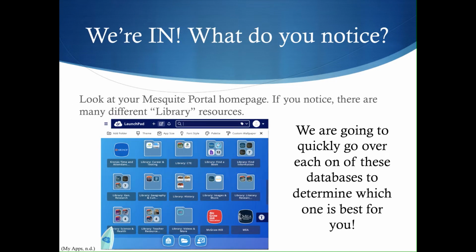So we're in. First of all, what do you notice? If you look on the webpage, you should be able to notice tons of different icons and pictures of different resources that the library offers to you. A lot of these are apps that we use in class, but if you scroll down, you should see a section that looks like a bunch of blue folders. And in the front of it, it says Library Resources. We're going to go through pretty quick on how to determine which database is what in these folders.